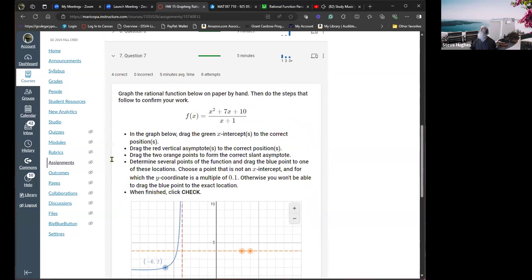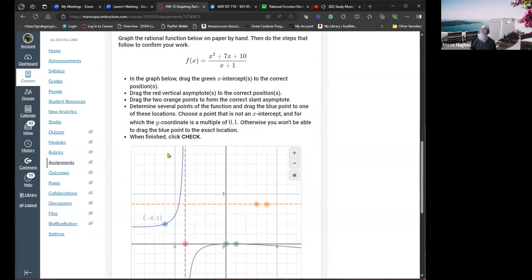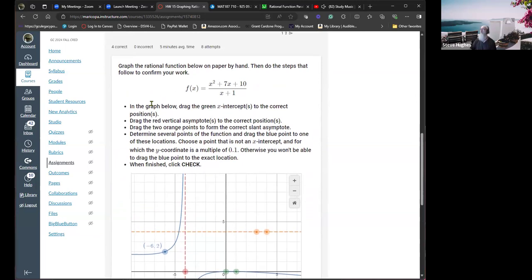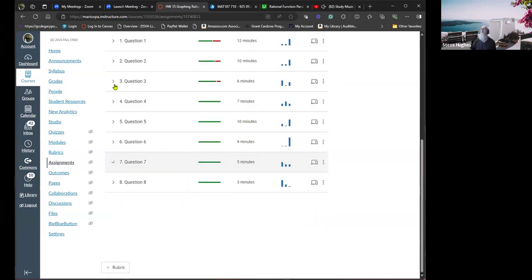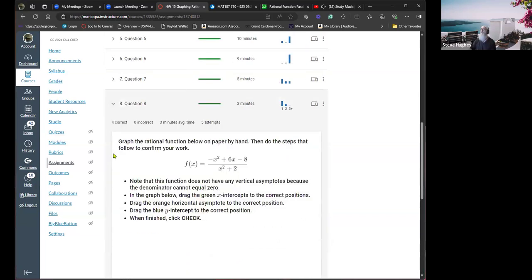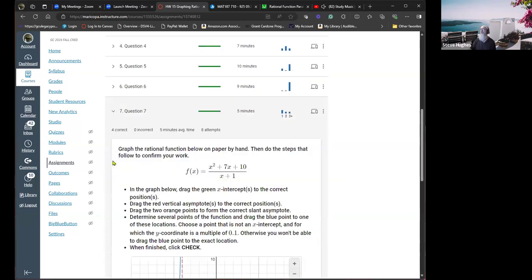Looks like question number 7 has a slant asymptote, so be aware of that when you get there. Number 7 is a slant asymptote. That's why it gives you the two orange points that determine your slant asymptote, so you can drag it correctly and put the points where they go. Only one question has a slant asymptote according to the questions that I have.